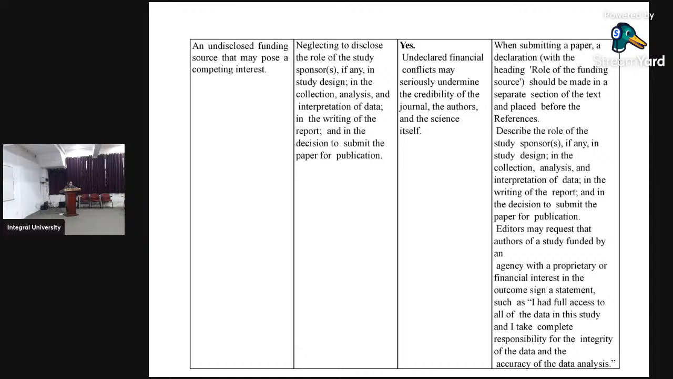Another conflict of interest is an undisclosed funding source that may pose a competing interest. So what have you done? What was the action that you had done? Neglecting to disclose the role of the study sponsors. So we always have a column in every paper where we have to disclose the funding source. Why do you think this column is there? Why do we need to tell anybody where we got our funding from?